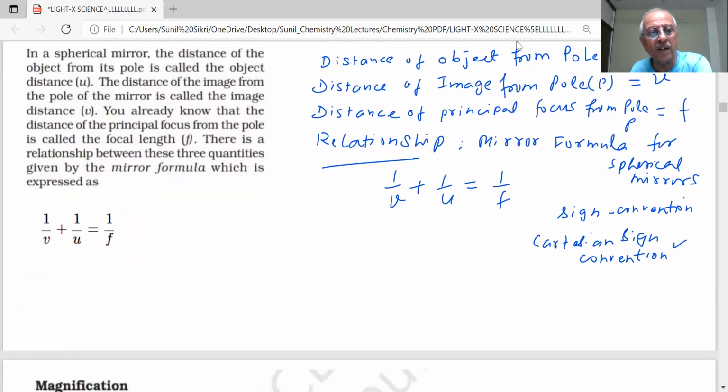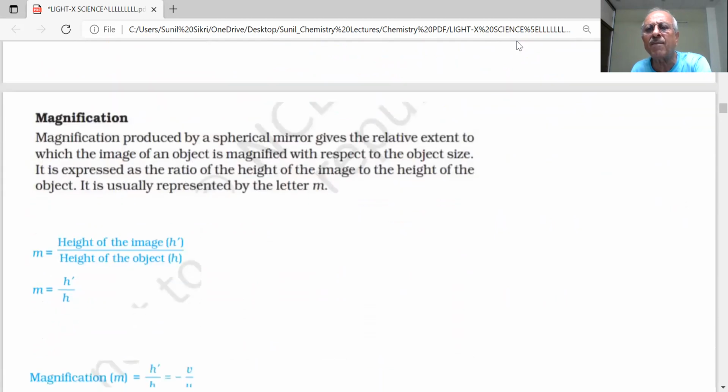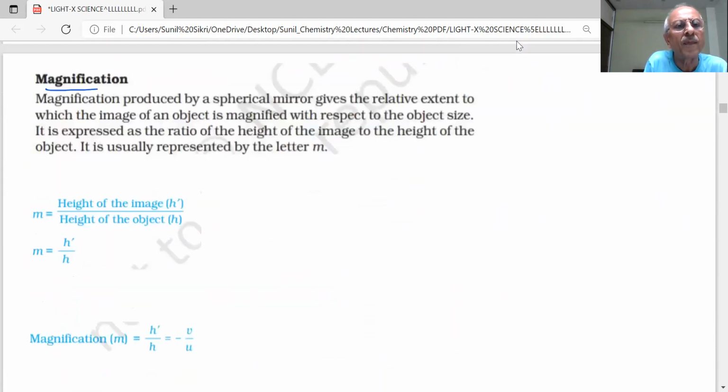Next, we are coming to magnification, student. What do you mean by magnification? An object is there in front of a mirror. It will form an image. The question is, what is the size of the image? It can be more, it can be less. The image formed can be enlarged or the image can be smaller. So how do we compare the size of the image and the size of the object? This is compared by using the magnification produced by spherical mirrors.